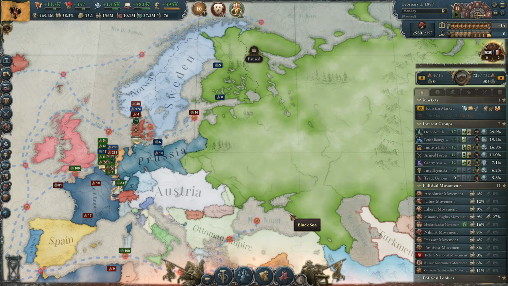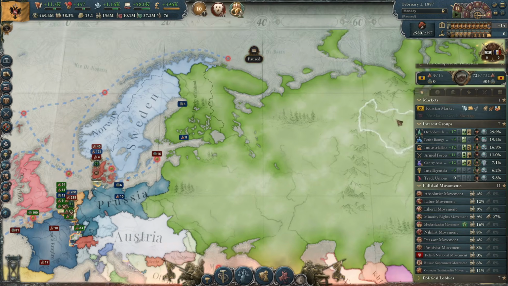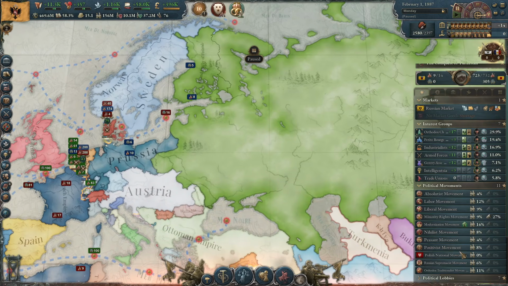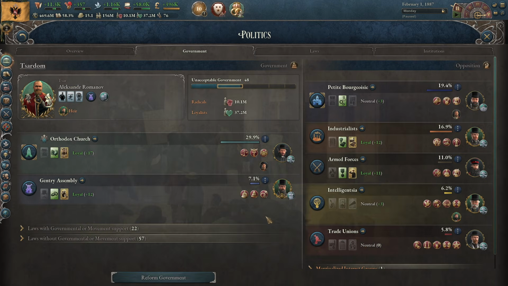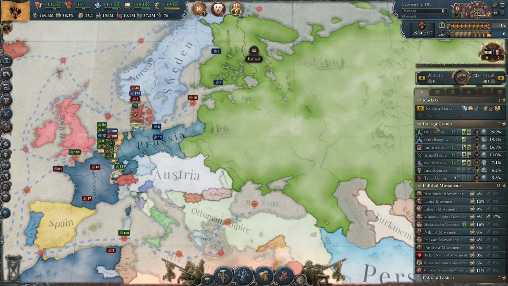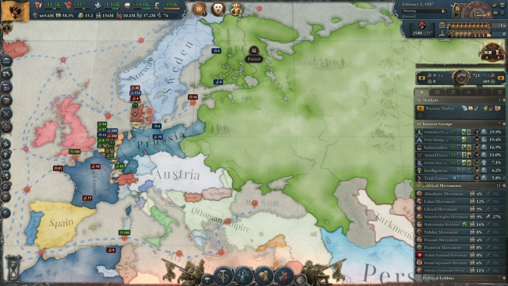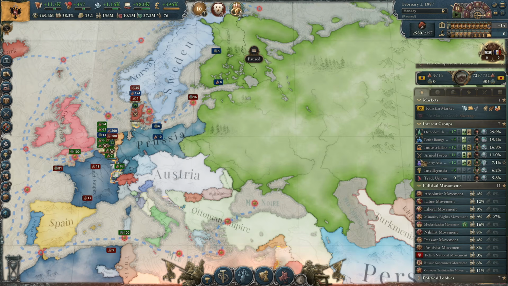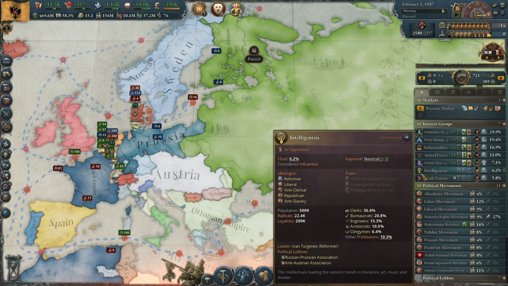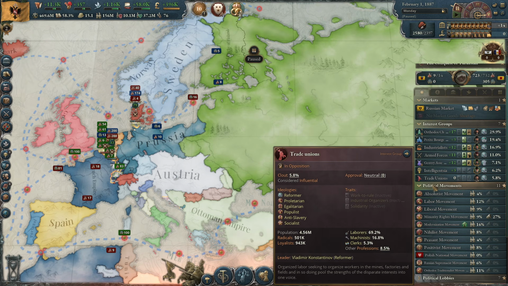Hello everyone and welcome to the latest guide on Victoria 3 1.9, and today we're going to be going over your interest groups and political movements, the two main systems for your political aspirations, especially with your government. So, your interest groups are made up of 8 different types of groups. You've got your devout, your petite bourgeoisie, your industrialists, armed forces, landowners, intelligentsia, trade unions, and rural folk.